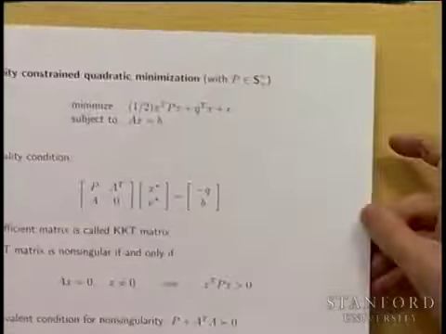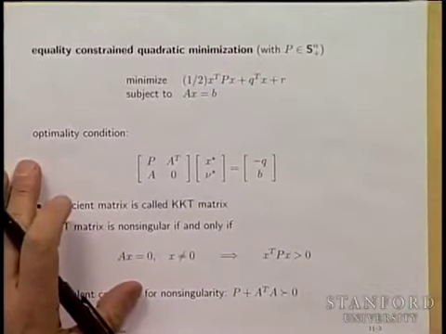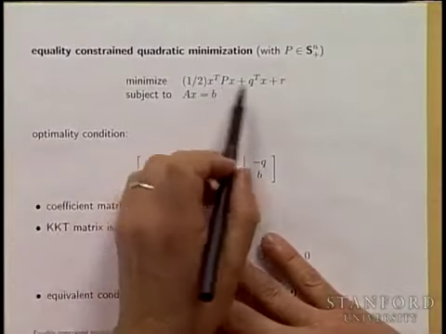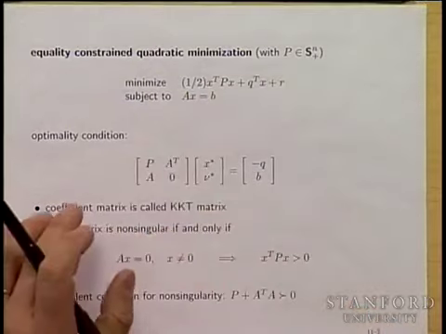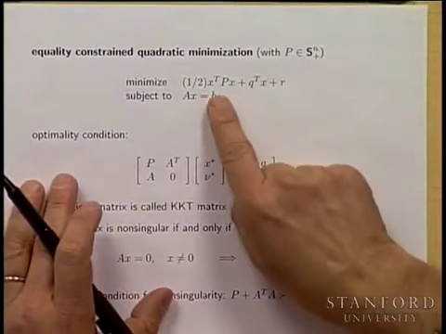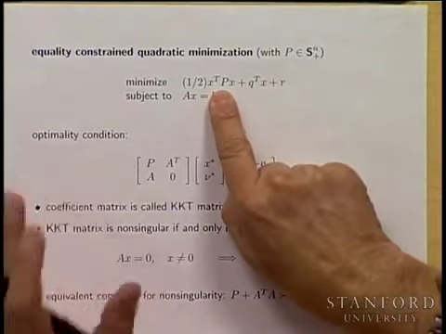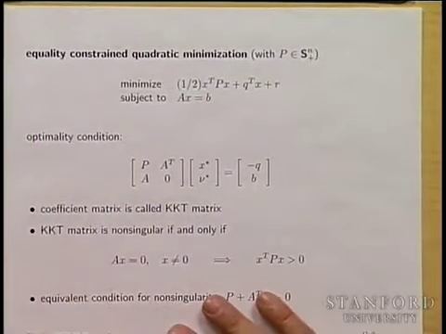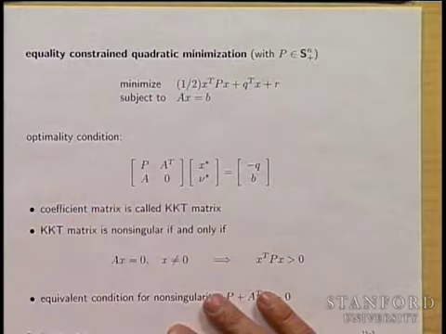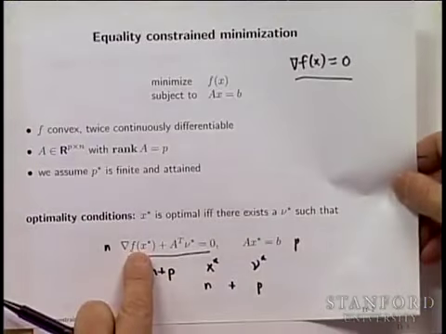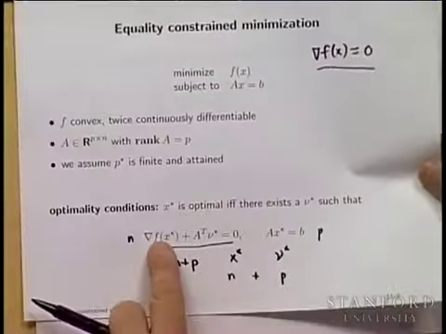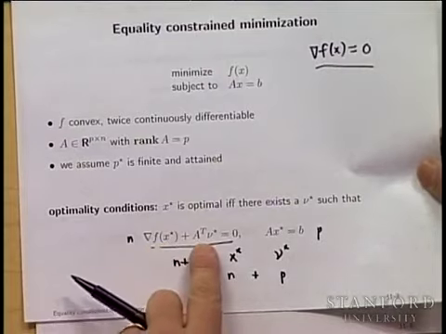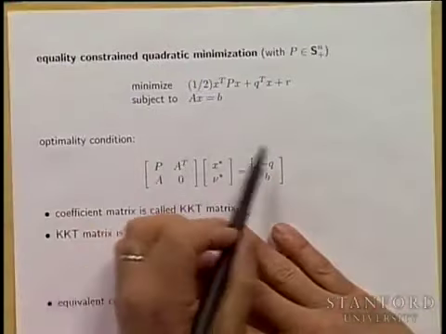Okay, the most important case is quadratic. If you minimize a quadratic subject to an equality constraint, this is positive semidefinite. We'll get to that in a minute. Then you just write out these conditions. The gradient here is, did I put a half in? Yeah, I did. Okay, so the gradient is Px plus A transpose nu. It's a set of linear equations, which you write this way.